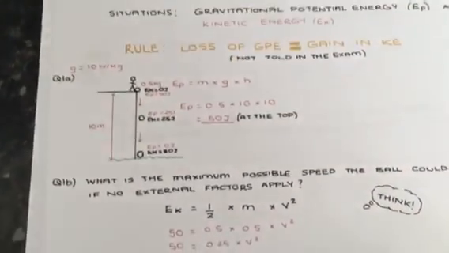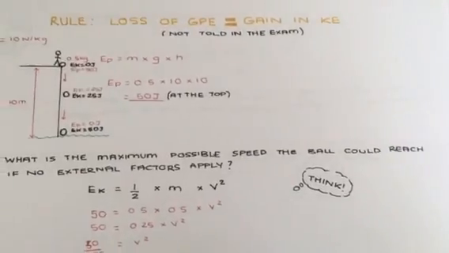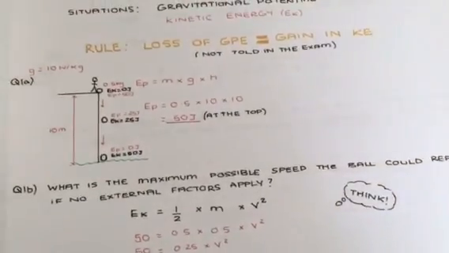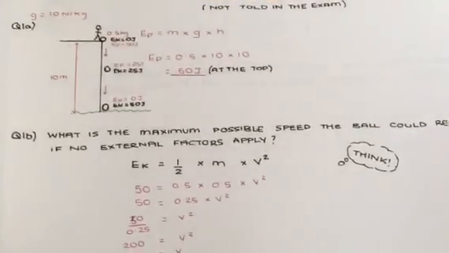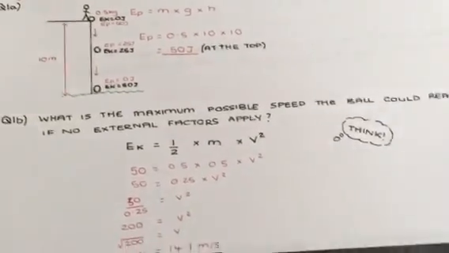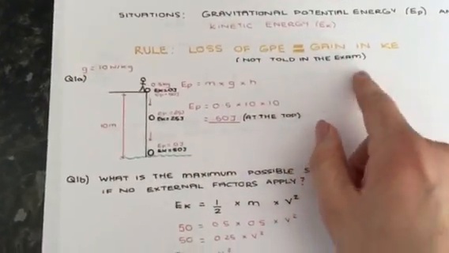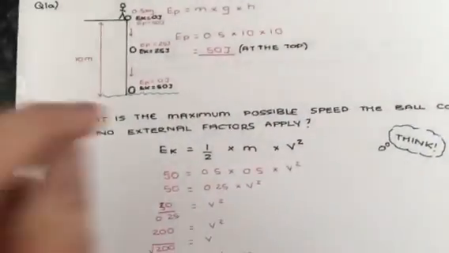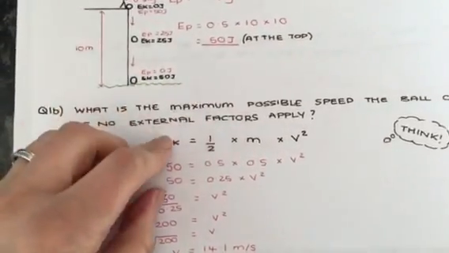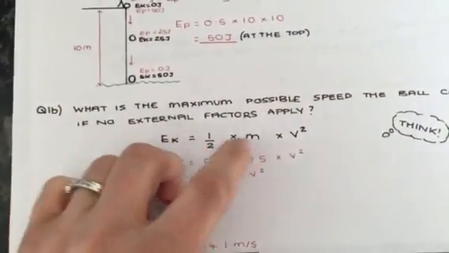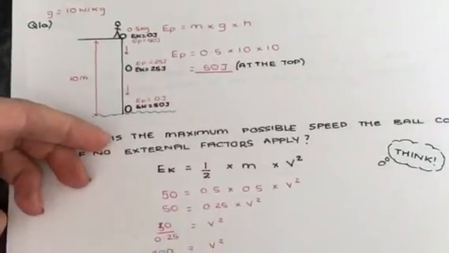The next question might then say, what is the maximum possible speed the ball could reach if no external factors apply, okay? Now then you go, what? Speed? What are you talking about? You haven't given me anything there, but you need to remember this little fact. Loss of gravitational potential energy equals gain in kinetic. So, you already know this because you've just worked it out effectively. You know this, it's just 0.5. You know the mass from the question to begin with. It won't repeat that again, it's already told you.